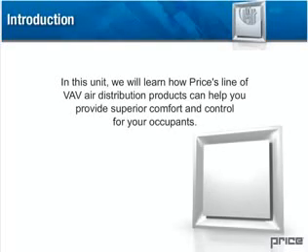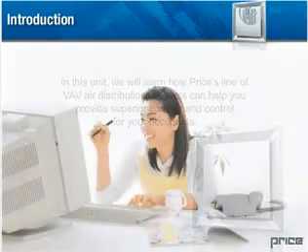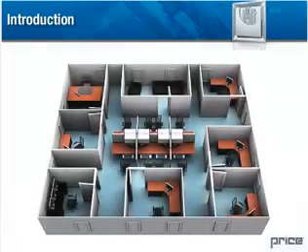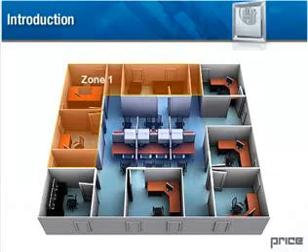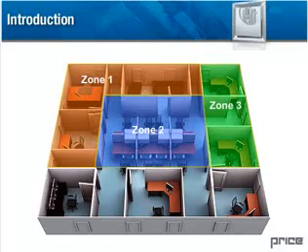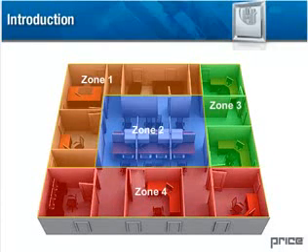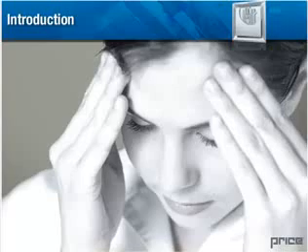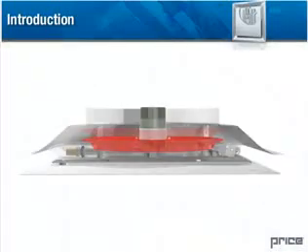In this unit, we'll learn how Price's line of VAV air distribution products can help you provide superior comfort and control for your occupants. Conventional systems typically group several rooms into a zone which is controlled by a single thermostat. Because every room within the zone can have different heating and cooling requirements, the result is a system that compromises the comfort of the occupants in each room with a blanket response to individual needs.